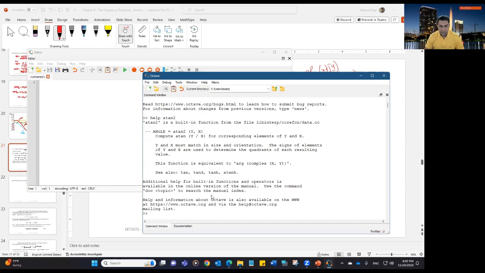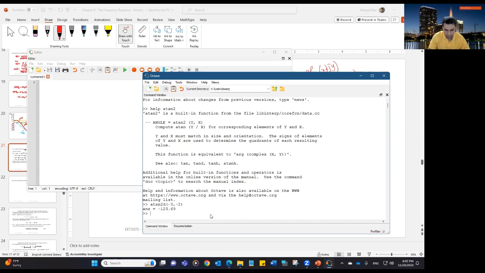It doesn't look like it has A10D, so A10D... -3, comma, -2. No, A10D is working because it is giving me a phase in the third quadrant, which is 123.